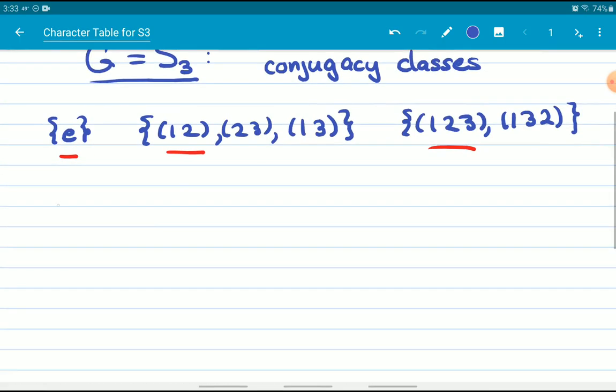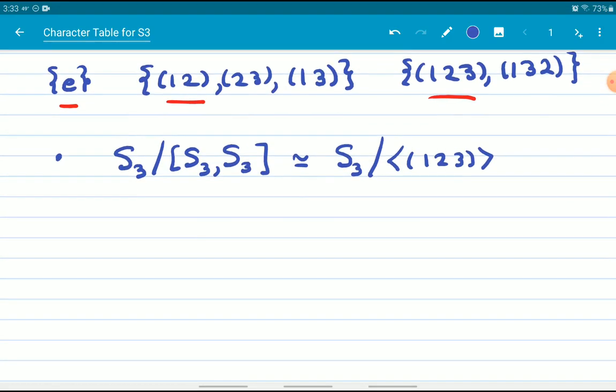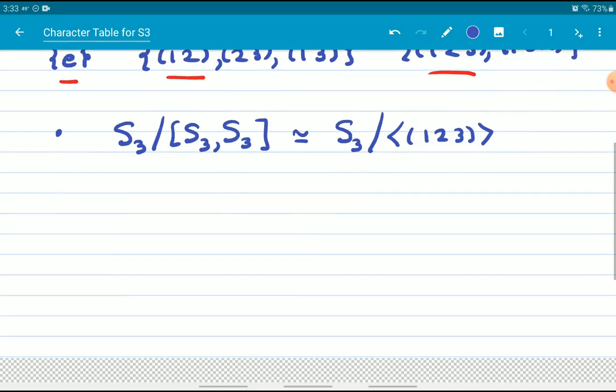Now, the first kind of representation I want to look at are the ones that factor through abelian groups, the one-dimensional ones. So let's first notice that if we take the commutator quotient of S3, you can compute the commutators in S3. You'll pretty soon see you can only get 3 cycles. So this quotient will be the quotient by the subgroup generated by a 3 cycle. So that's a group of order 2. That's going to have 2 distinct irreducible one-dimensional representations.